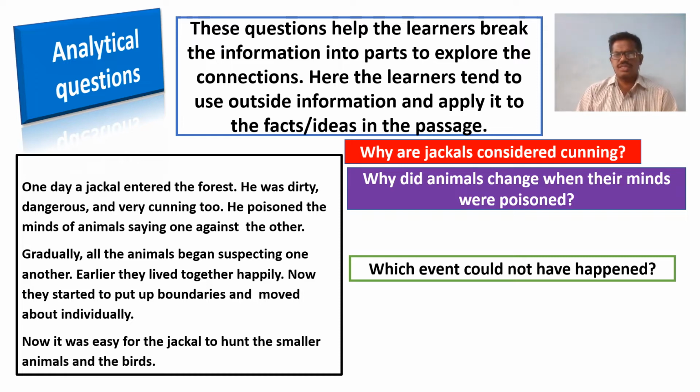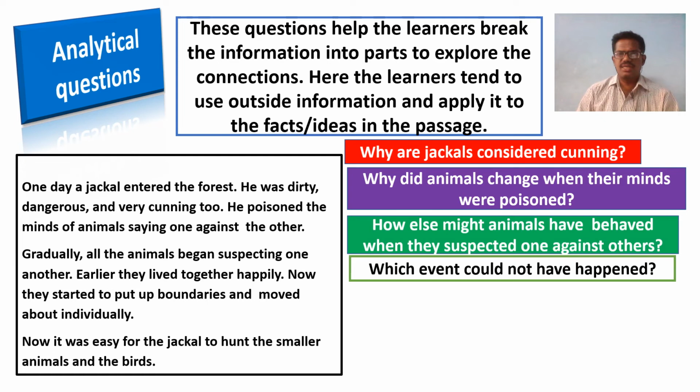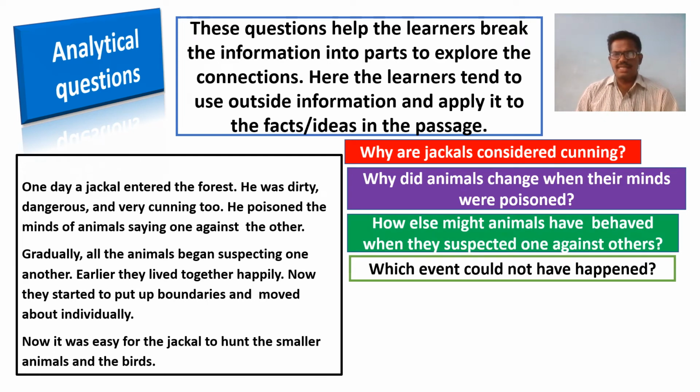And some more questions. Why did animals change when their minds are poisoned? And how else might animals have behaved when they suspected one another? And the last question, which event could not have happened? To answer these questions, the learner has to break the information into parts and explore the connection between those parts, and he can get the answer. So in this way, we can ask the analytical questions.